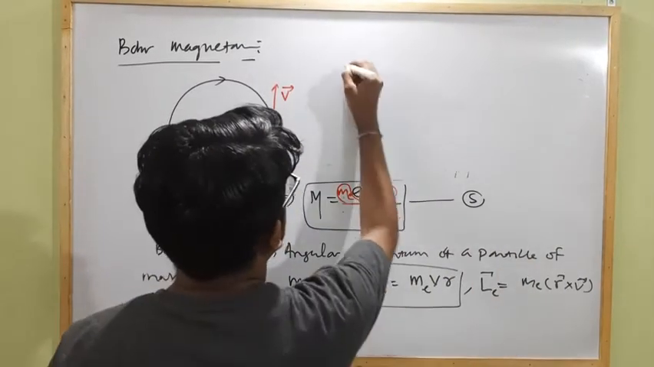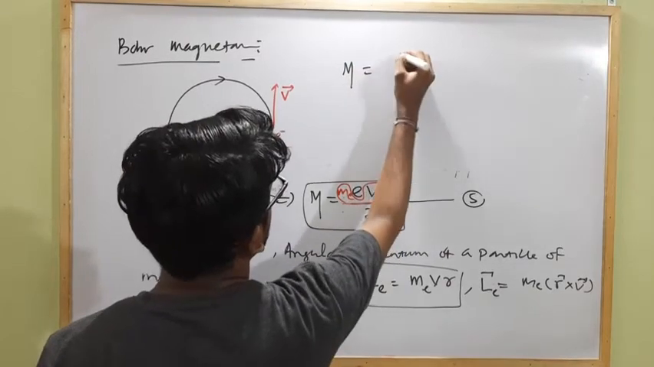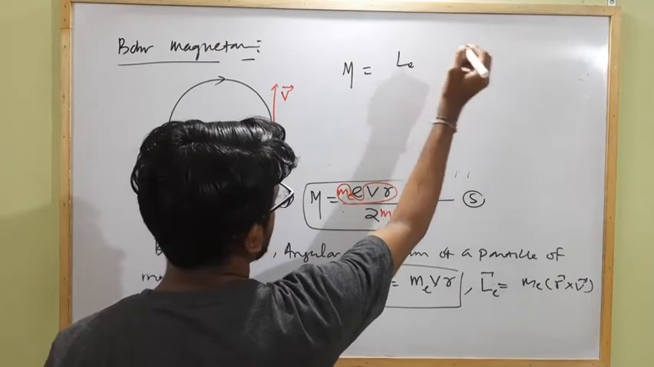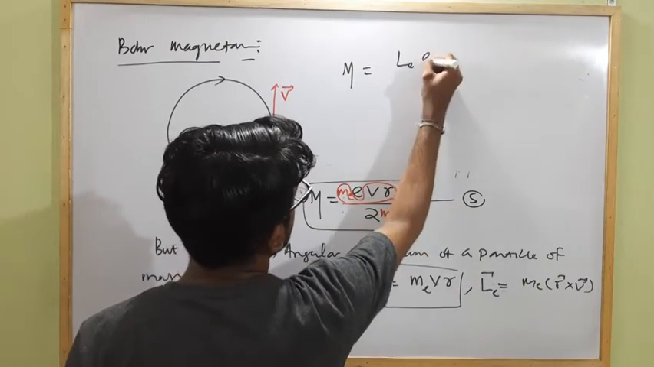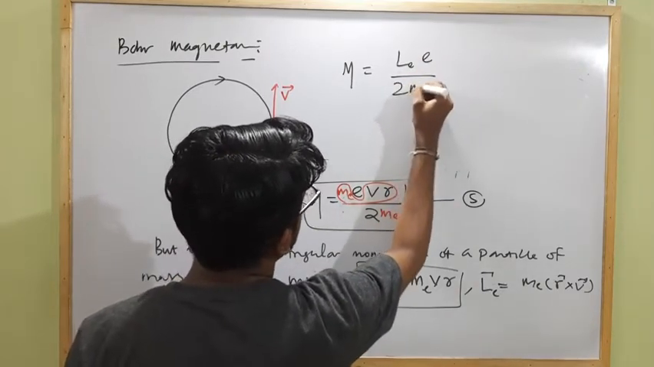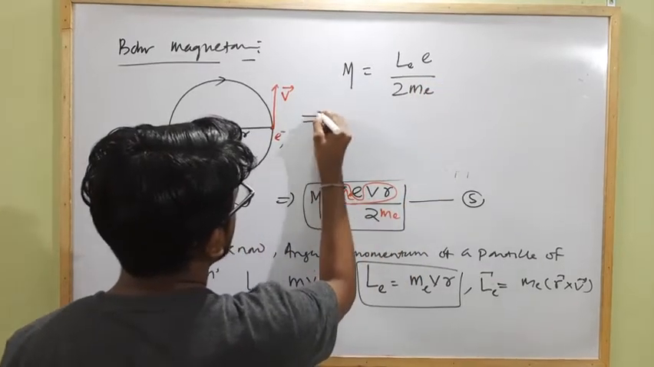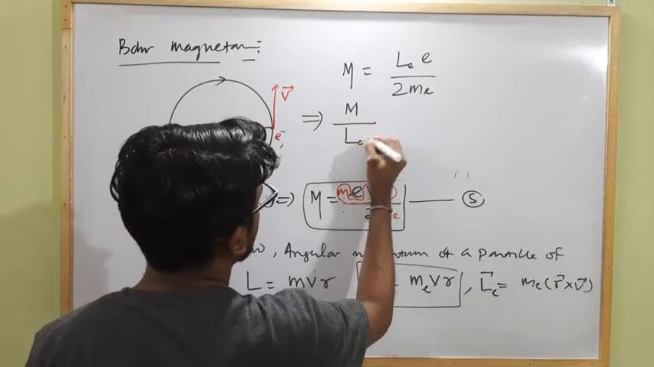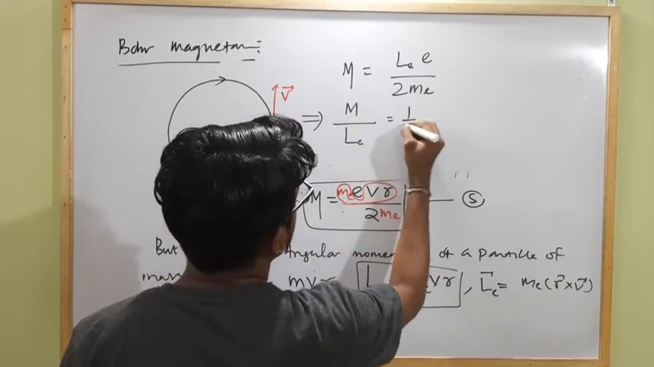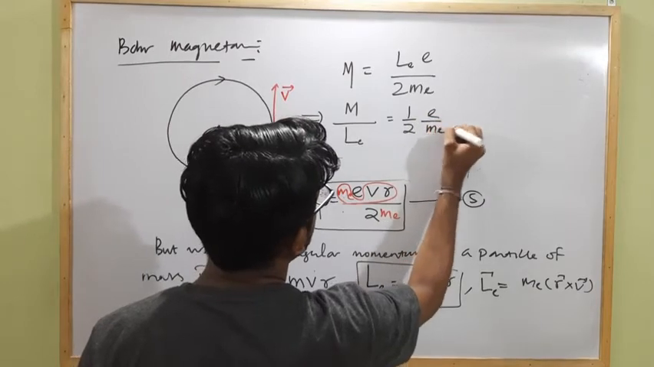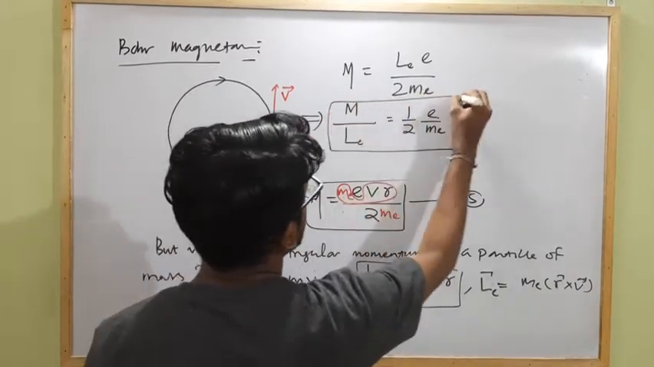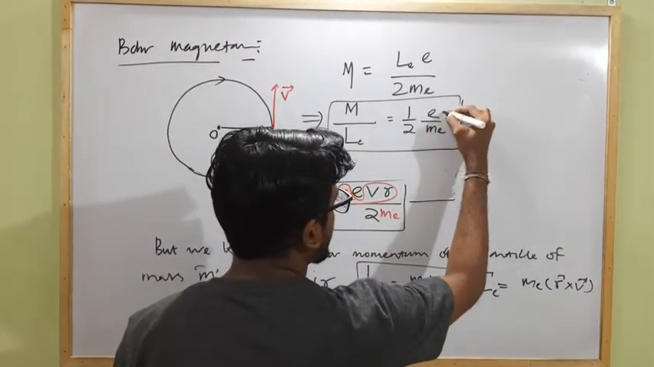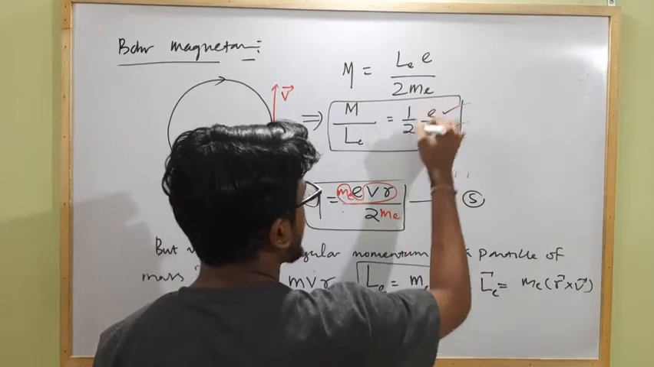the magnetic dipole moment M equal to the angular momentum L of electron into e divided by 2me. So from this we can write the magnetic dipole moment divided by angular momentum L will be 1 by 2 into e by me. Clear? This is a constant, because charge of electron is constant, mass of electron is constant, half is constant.